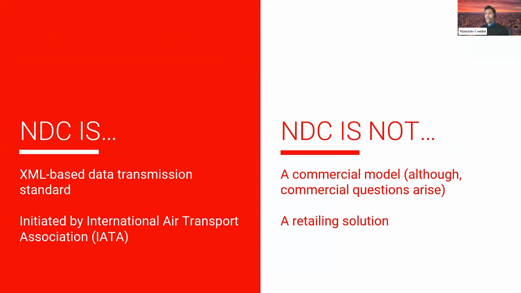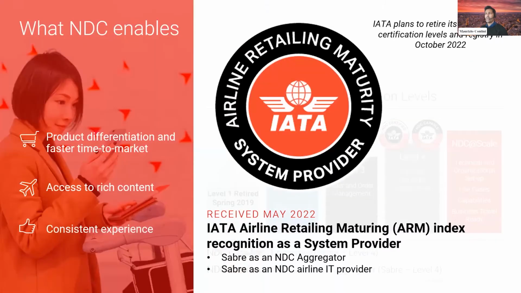As Hamish said, it's just a language, NDC. It's XML. It's not a commercial model. It's just a way to communicate, but it's making it easier to go and realize what you see here on the left-hand side. So differentiation, more content, pictures. What does my product look like? What seats do I have? But having also a consistent experience.